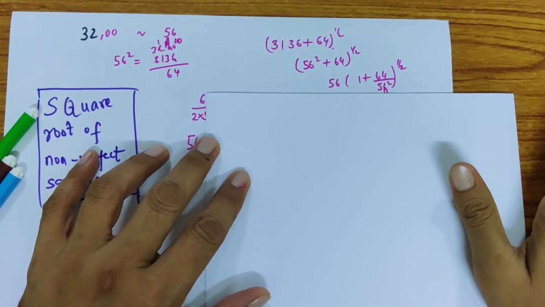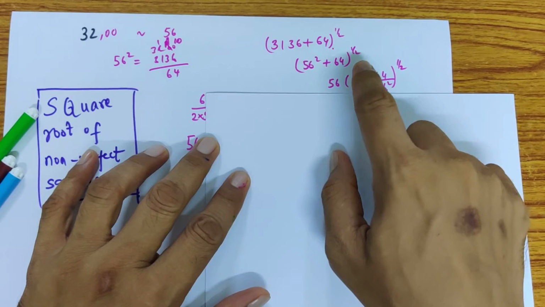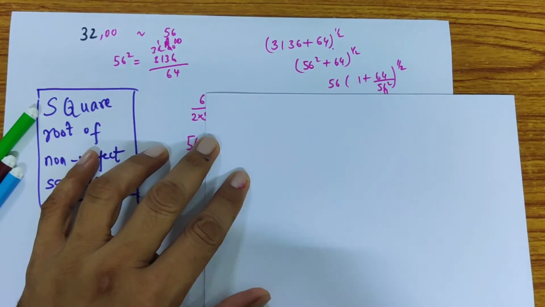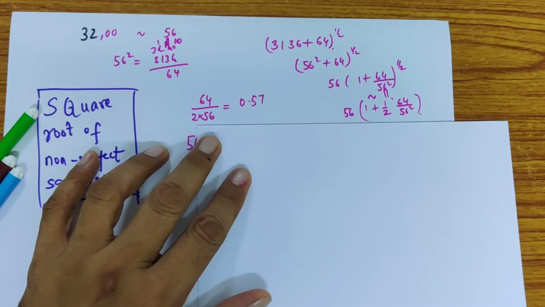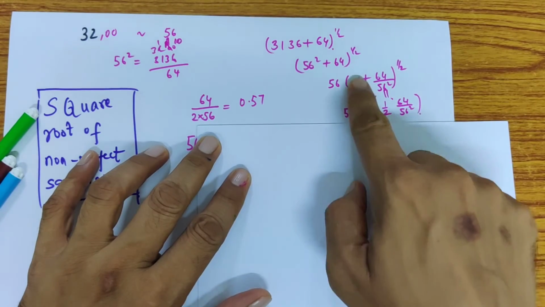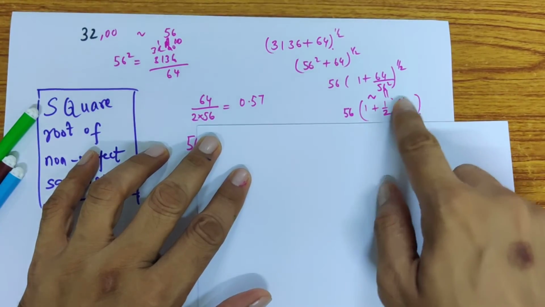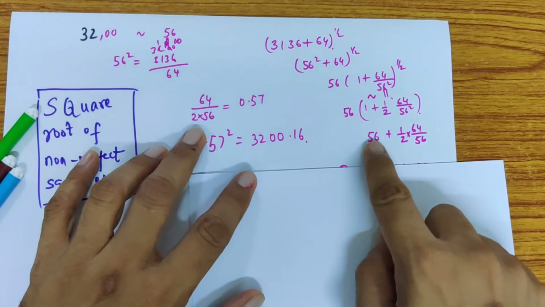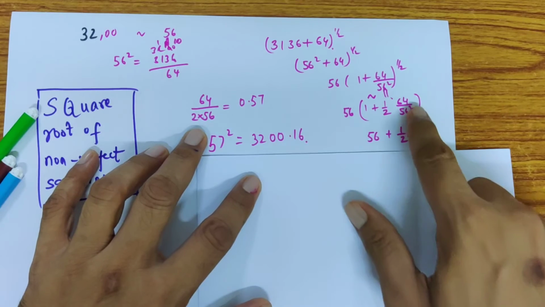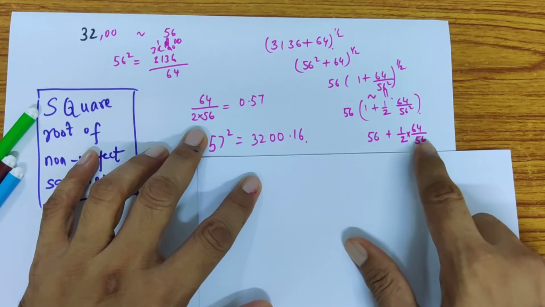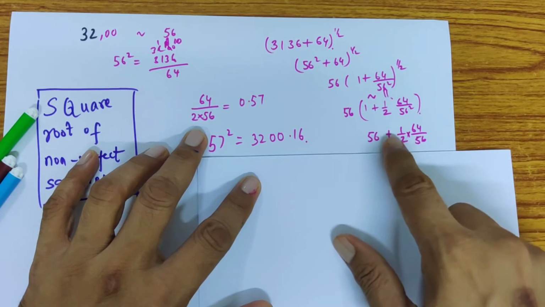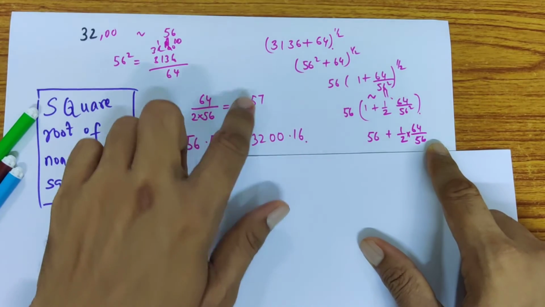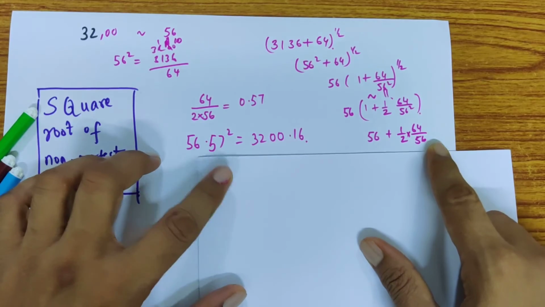So this is the binomial expansion, 1 plus a to the power of half, where a is a small number. If a is small, then I can approximate this as 1 plus half of a. Now if I multiply 56 throughout, I get 56 plus half of 64 by 56, where one of the 56s gets cancelled. So 56 plus 64 by 2 times 56. That's basically what's giving me this, and why this method works.